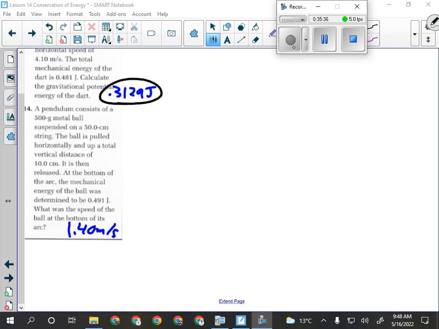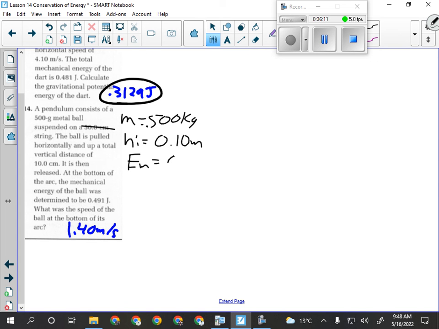So in this one, we have the mass, 500 grams or 0.500 kilograms. Not that it matters, it's going to cancel anyway. It's suspended by a 50 centimeter string. Don't need it. The ball is pulled horizontally up a total vertical distance of 10 centimeters. So our initial height is going to be 0.10 meters, because it has to be in meters. At the bottom of the arc, the mechanical energy of the ball was determined to be 0.491 joules. What's the speed of the ball at the bottom of its arc?